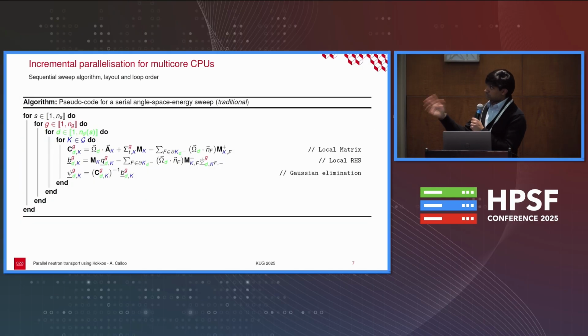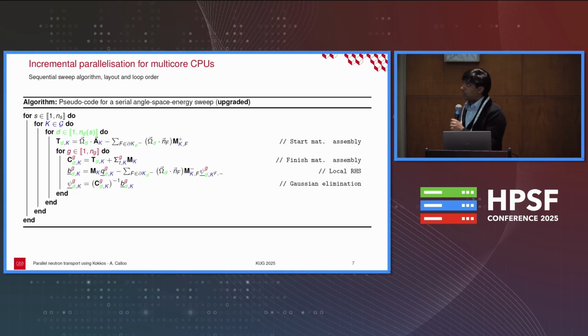If we look at the traditional algorithm to invert this problem, for each group in red, we would look at each direction in green, and we sweep all the cells in blue. So we assemble the local system, we assemble the right-hand side, and we do a Gaussian elimination. This exposes very few parallelism, as I was saying before. So we looked at papers that have been written, and we tried different combinations of these three loops to see which one is most interesting to expose maximum parallelism.